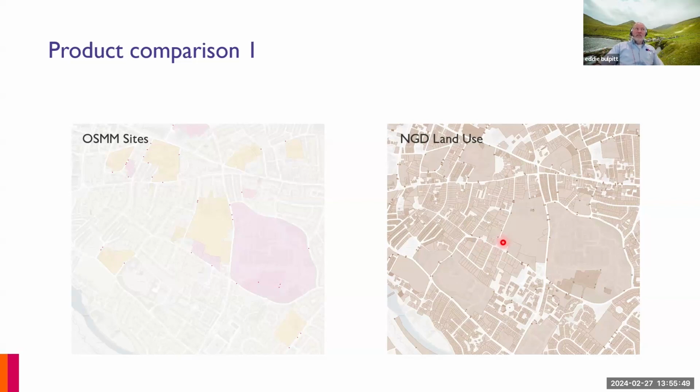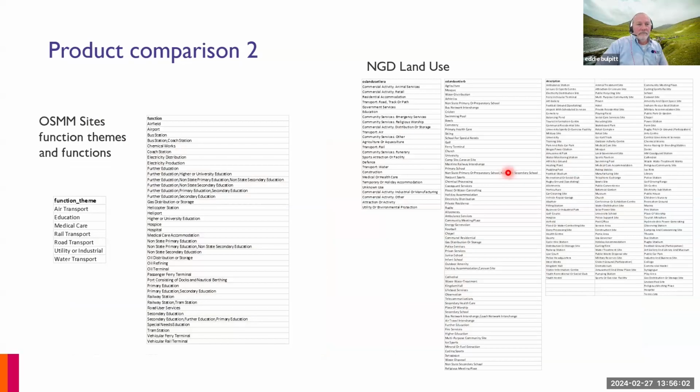A large proportion of the polygons in the NGD land use are given over to residential accommodation. But again, this is really useful information for land use over time. So, product comparison 2 here. You can see that the offering is a lot more granular.